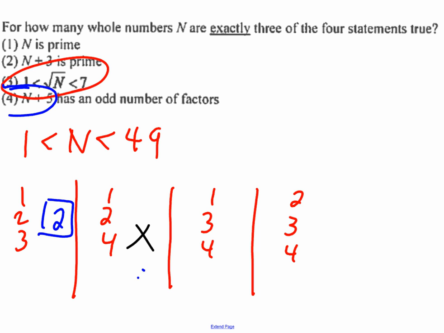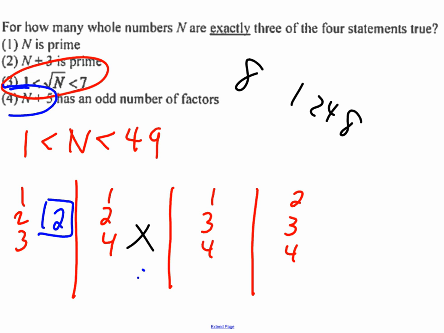So for this one, for a number to have an odd number of factors, that would be statement 4. It has to be a perfect square. So think about it for a second. Most numbers pair up when you factor them. So for example, if I had 8, I would have 1 and 8, and I would have 2 and 4. So numbers always pair up when you break them down into their factors.